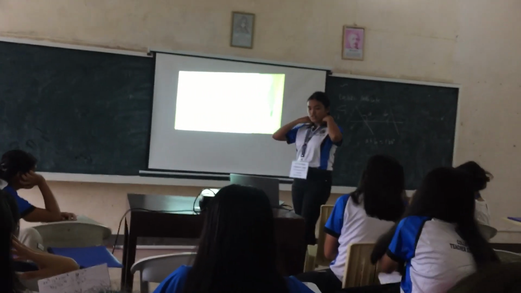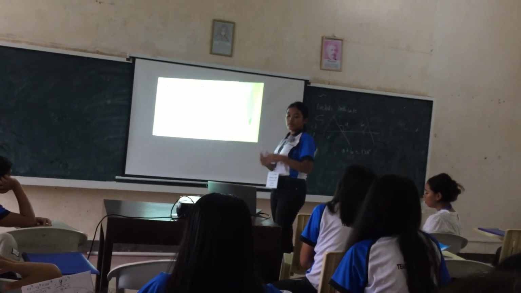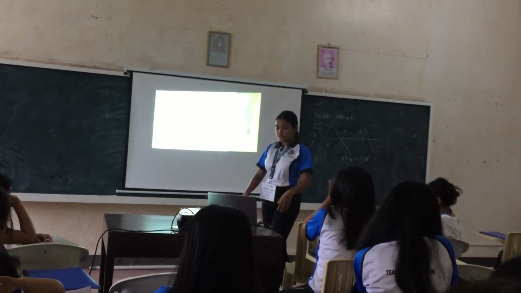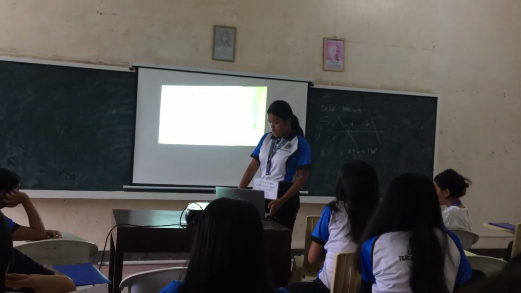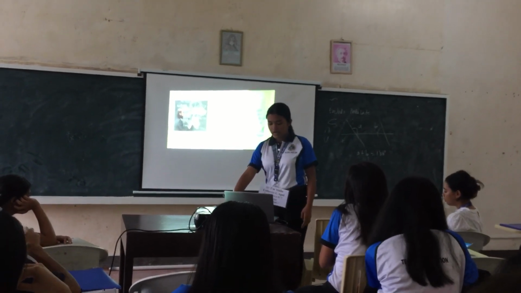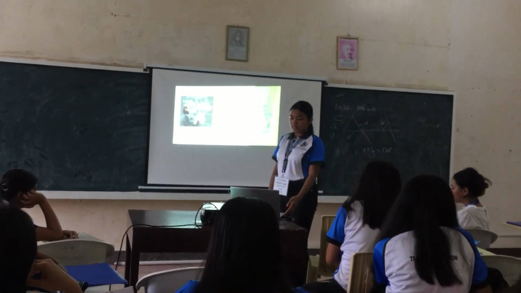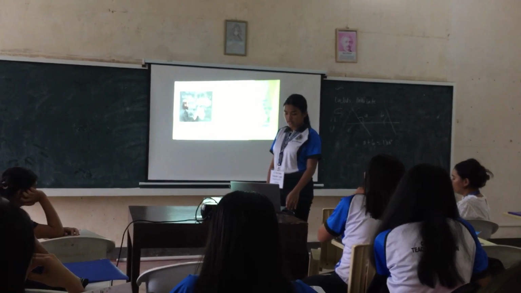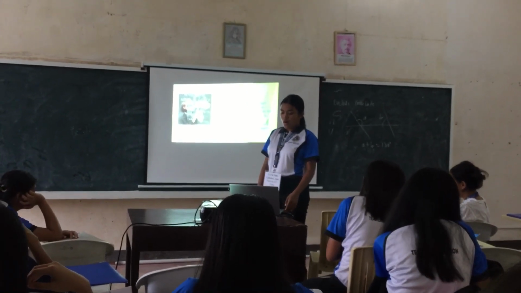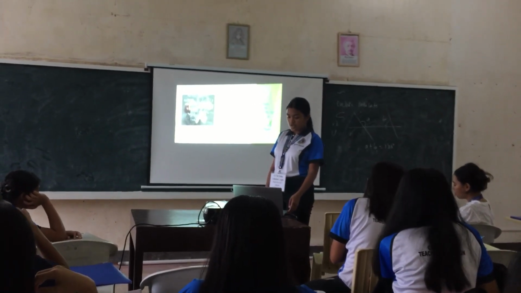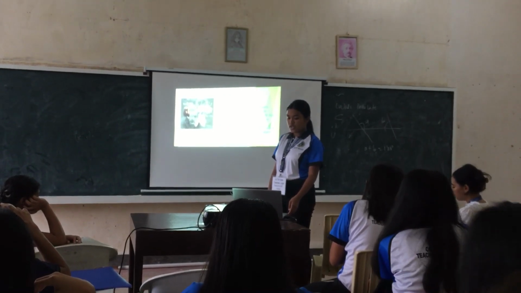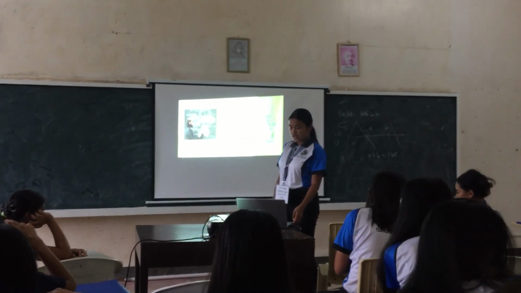For the 21st century mathematics, the mathematicians were Gregory Perelman and Terence Tao. So first, we have Gregory Perelman, a Russian mathematician who was awarded and declined the Fields Medal in 2006 for his work on the Poincare conjecture and Fields medalist William Thurston's geometrization conjecture.